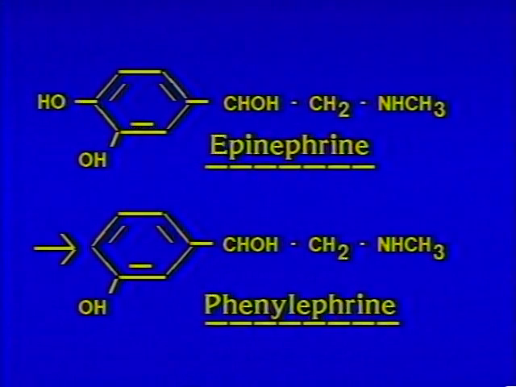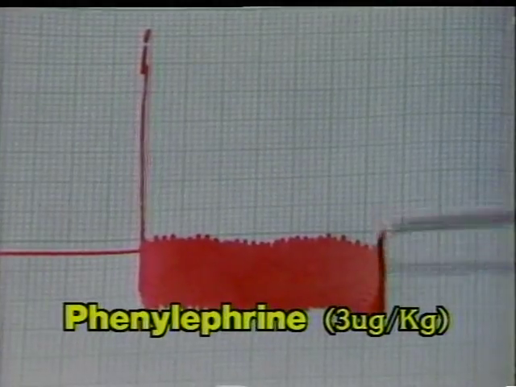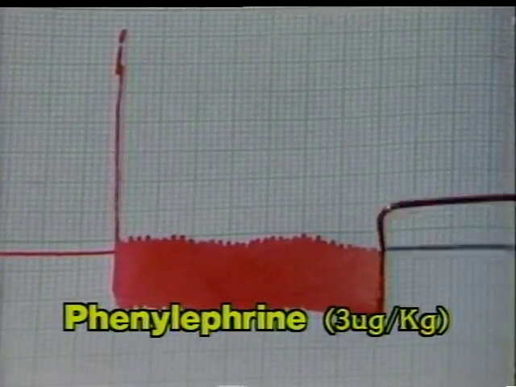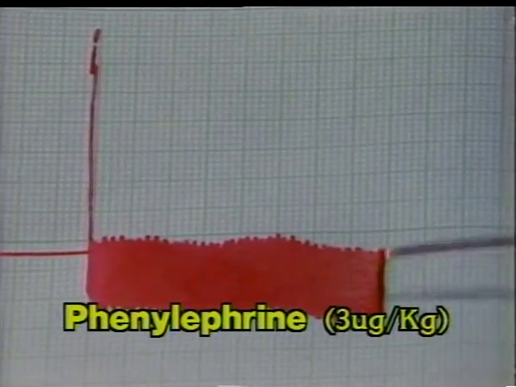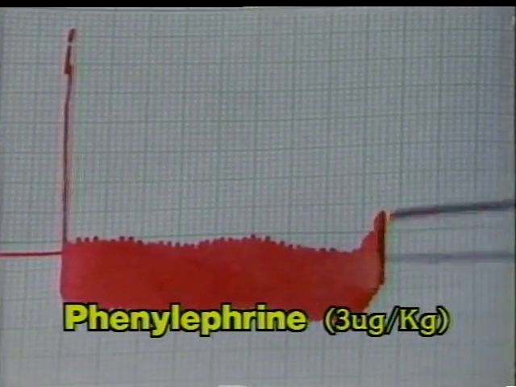Phenylephrine, an alpha-1 adrenergic receptor agonist, has a structure similar to that of epinephrine, except one hydroxyl group in the ring has been removed. This decreases the potency, but also slows the metabolism of phenylephrine. Phenylephrine thus produces vasoconstriction, leading to an increase in blood pressure, following an injection of 3 micrograms per kilogram phenylephrine.